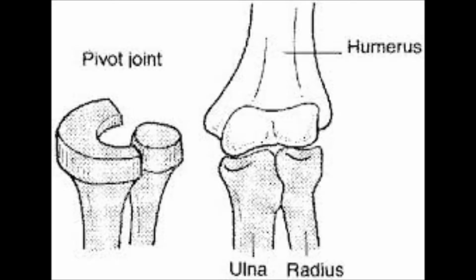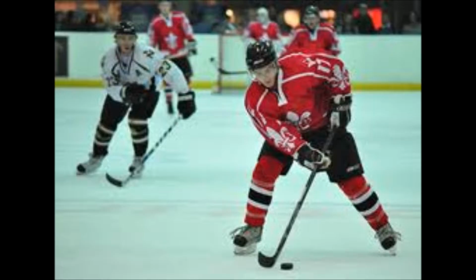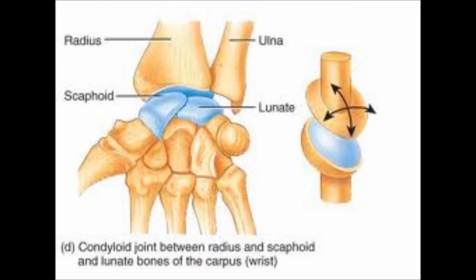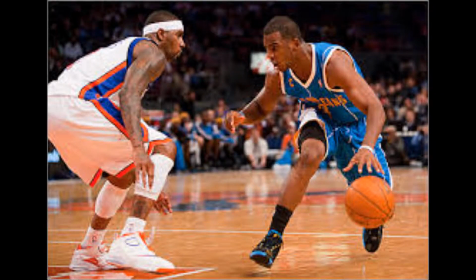Next, we have the pivot joint. Mostly used at the wrist, it uses the radius and ulna. An example of this being used in sport is to dribble in ice hockey. Next, we have gliding joints. The bones used in this are the vertebrae, carpals, and tarsals. The main movement in this joint is rotation. A good example of this when you're doing exercise is dribbling a ball in basketball.